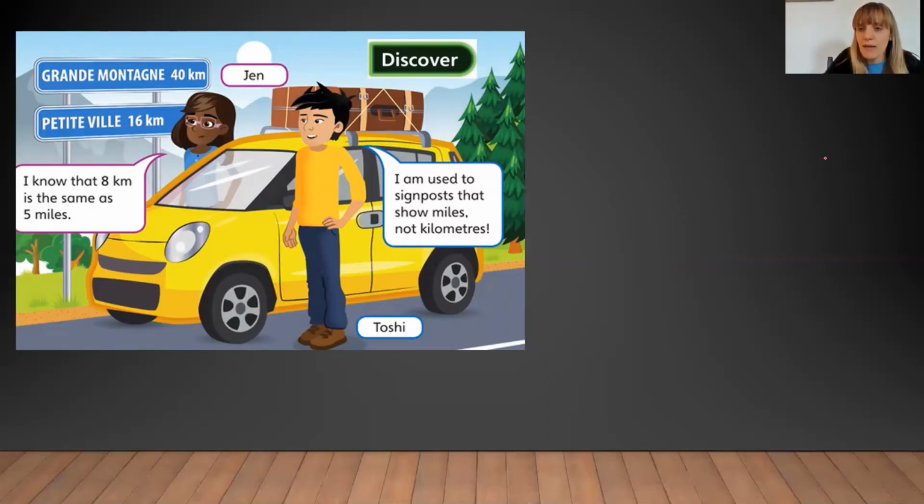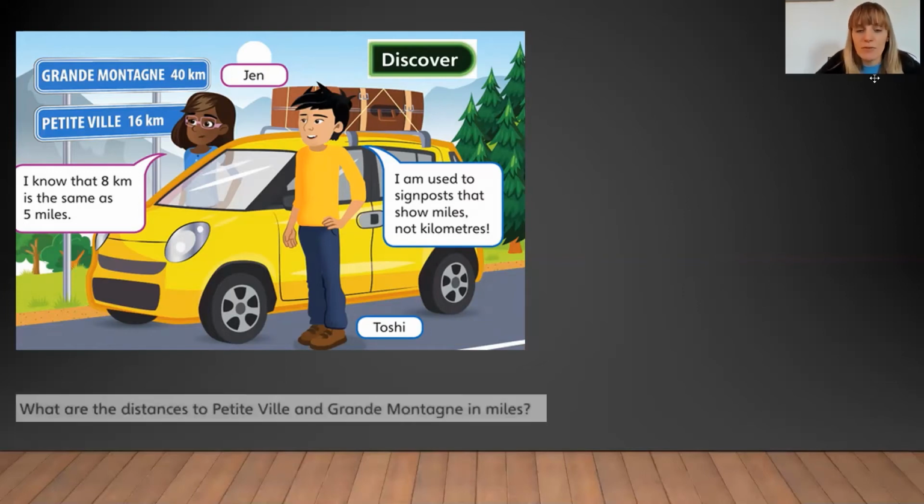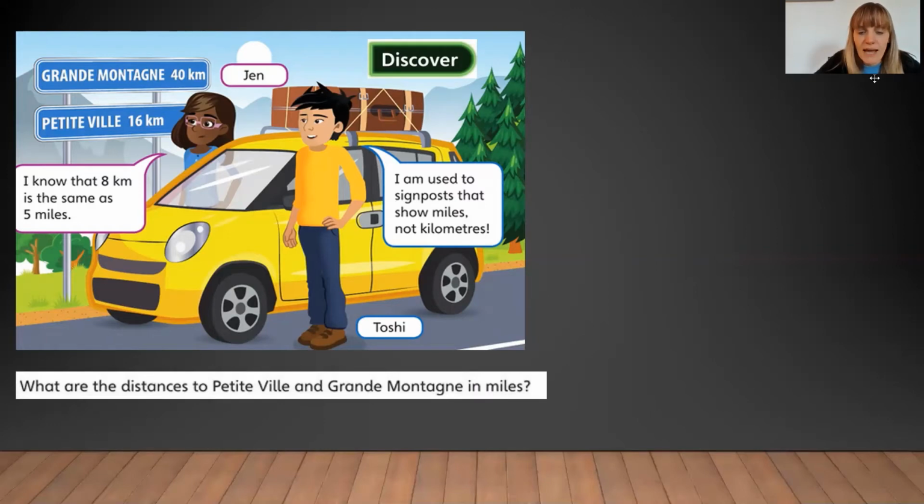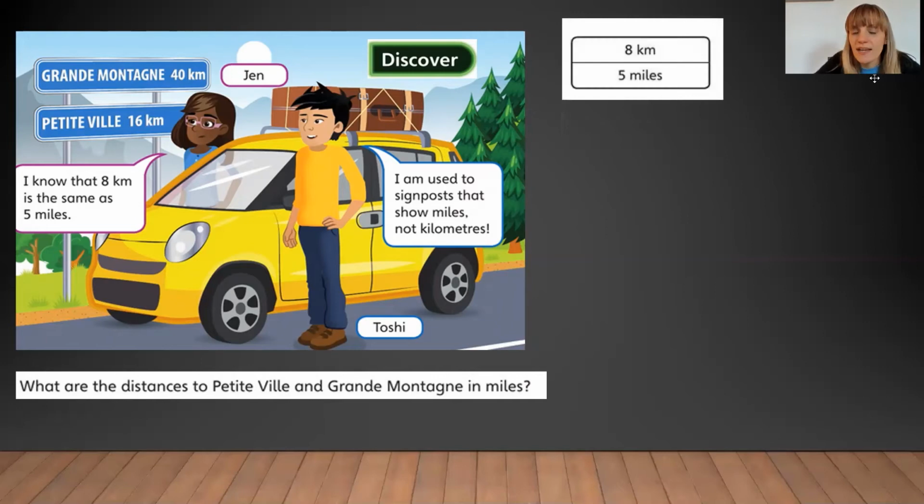That's a really important piece of information for our lesson today, so we're going to remember that. Now we're going to have a look at how we can convert these distances to the Petite-Ville and Grande Montagne into miles. Remember what Jen said, 8 kilometres is the same as 5 miles. So every time they're driving 8 kilometres, they've driven 5 miles.